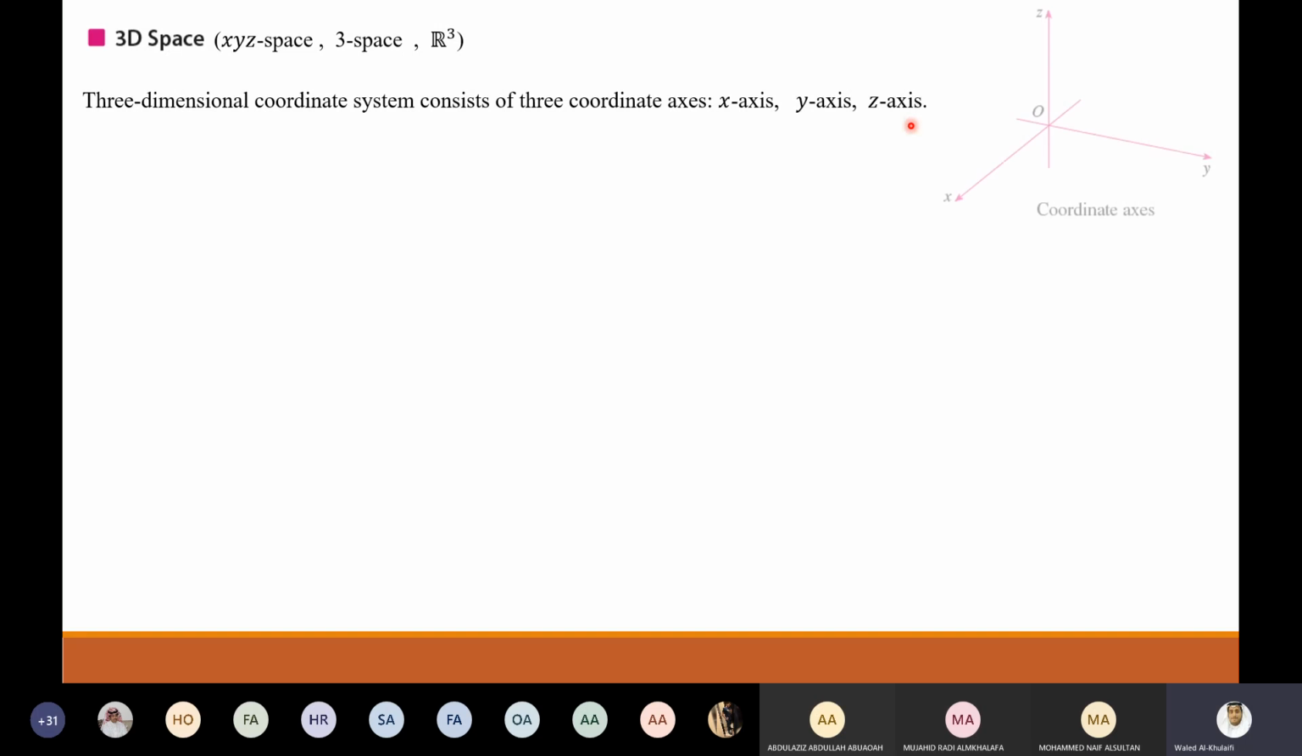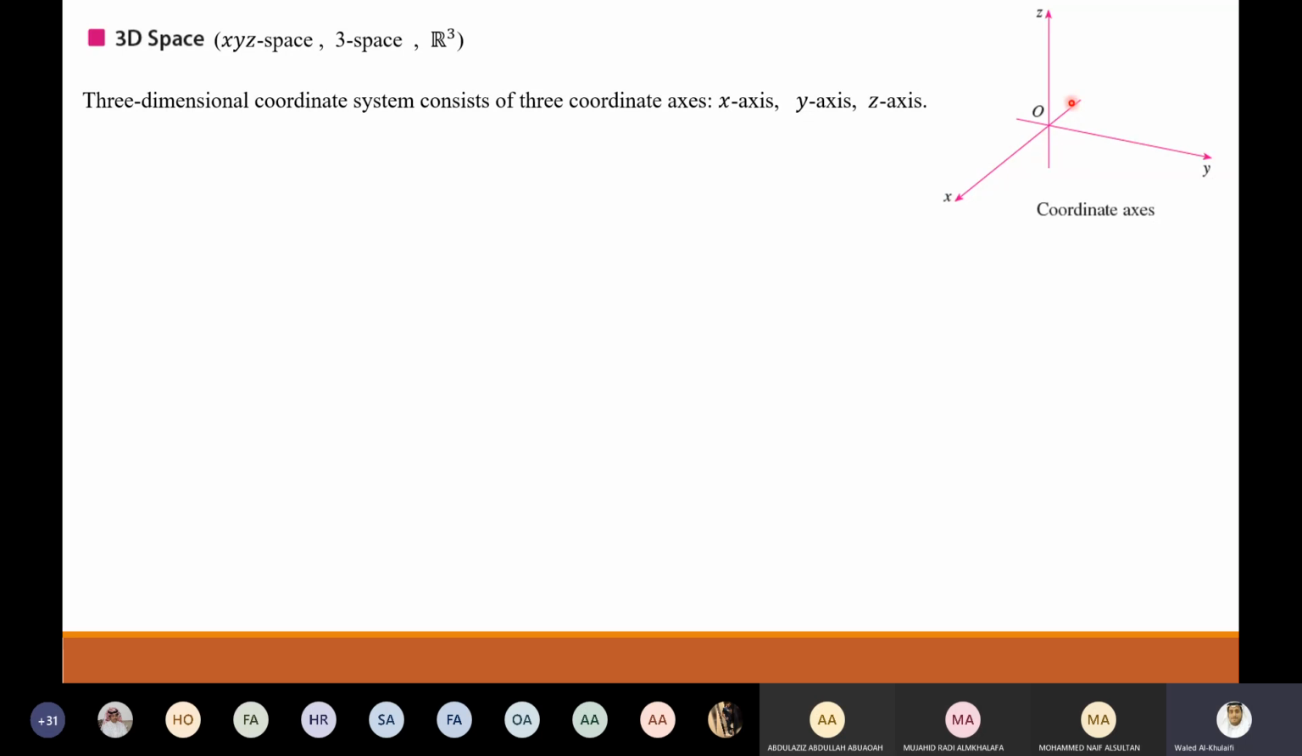So 3D space, sometimes we call it XYZ space, sometimes we call it 3-space, which is 3-dimensional space. Sometimes we write R to the power 3. All of these refer to the same thing, which is 3-dimensional space or 3D space. The 3-dimensional coordinate system consists of 3 coordinate axes: the x-axis, the y-axis, and then the new axis, which is called the z-axis.